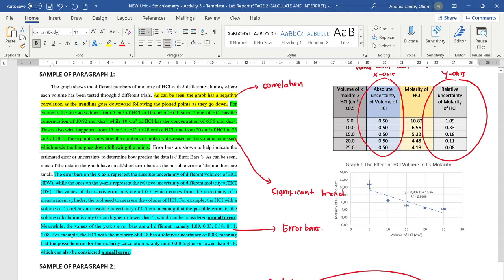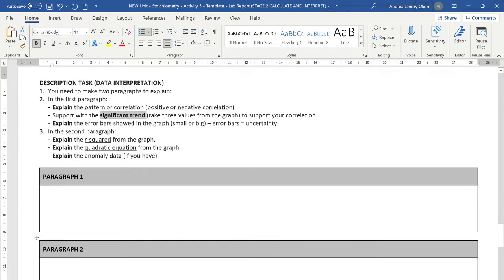You don't need to pick all the variations, just mention three significant ones. It could be the first, the third, and also the last one. So when people read your interpretation and you say negative correlation, they can know that the significant trend like this is the evidence. So you need to mention the values. That's the second part that you need to explain in the first paragraph.